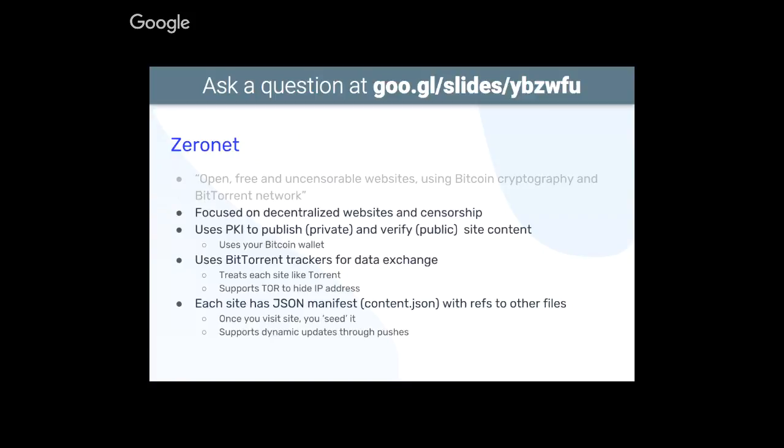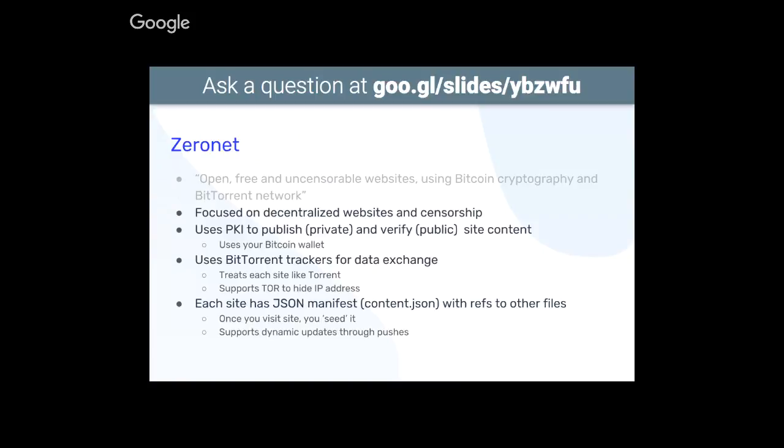So anyway, let's get started, and you'll see what I'm talking about as we move through some of the different examples. The first one I'm going to talk about is called ZeroNet, and their tagline is open, free, and uncensorable websites using Bitcoin cryptography and the BitTorrent network. ZeroNet's primary focus seems to be on decentralized websites and avoiding censorship. They use a public key infrastructure to publish and verify site content: when you're publishing content, you use your private key, and when you verify it, you use the public key to make sure it was actually produced by that particular client.